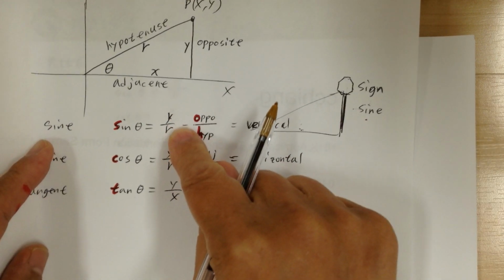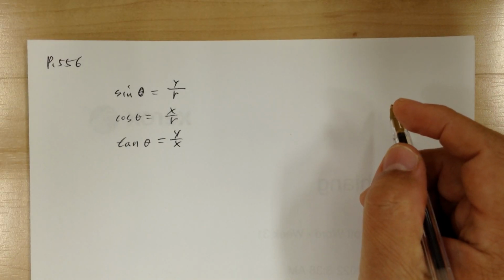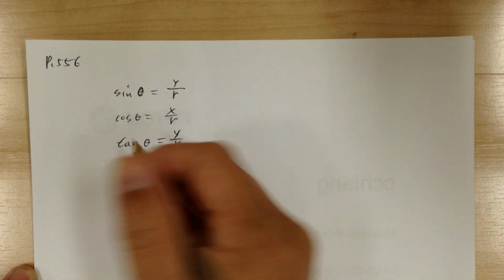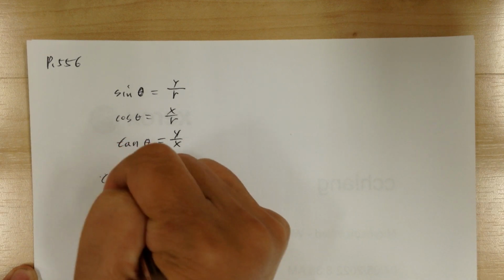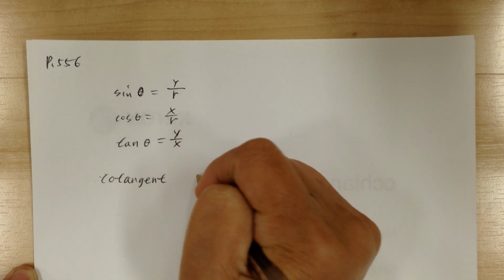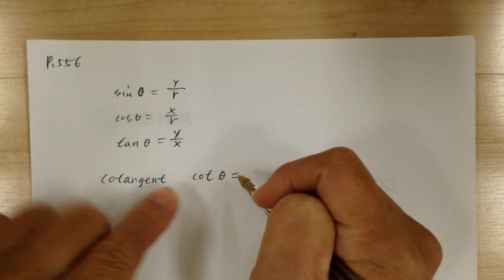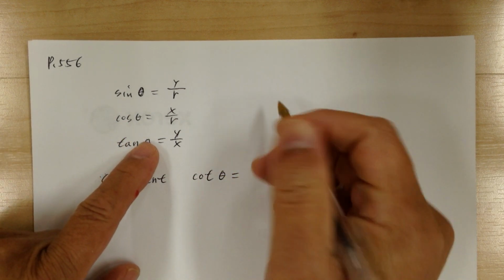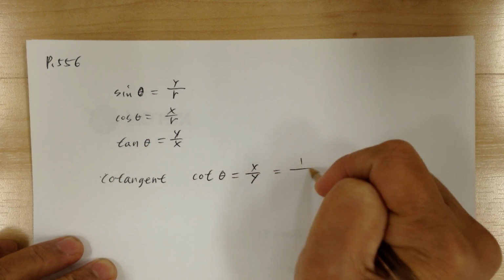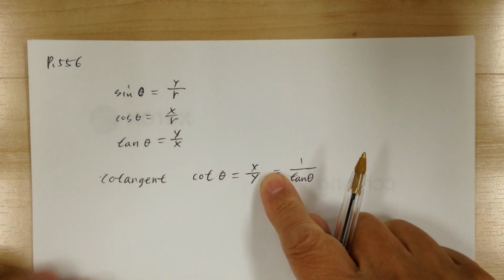So these are this over here. So make sure you know that. Okay. Now you're going to get the other three secondary functions. Okay. So you're going to get something called cotangent. Cotangent, the abbreviation is COT. Okay. And cotangent would be just the reciprocal of tangent. So it'd be equal to x over y. Okay. And also equal to 1 over tangent. Okay, so it's reciprocal, so you just flip it upside down.